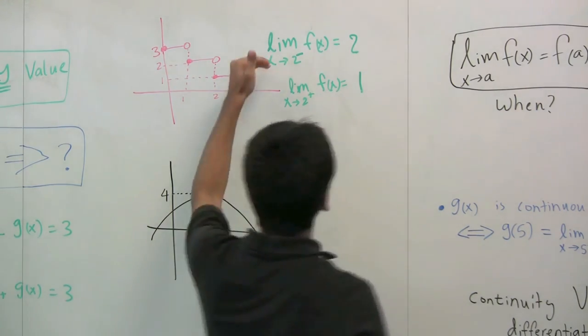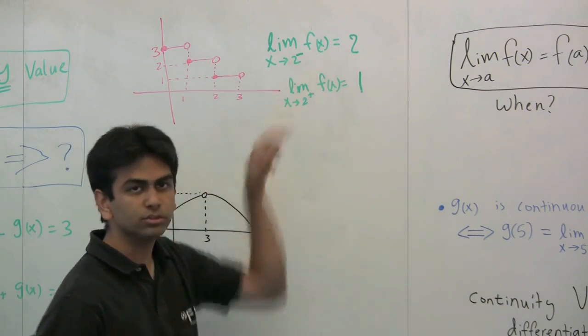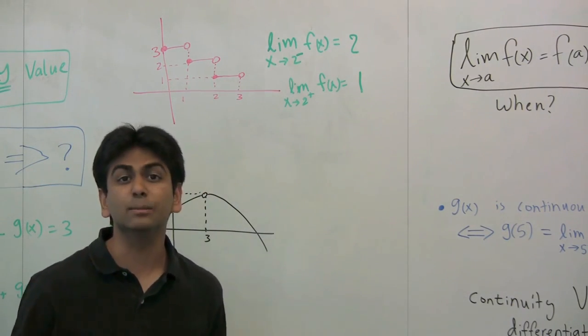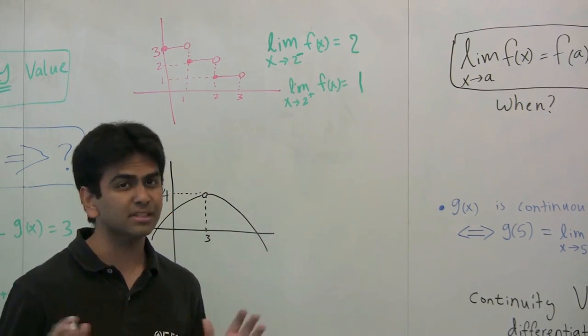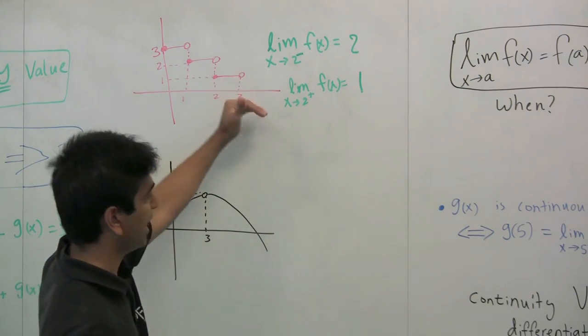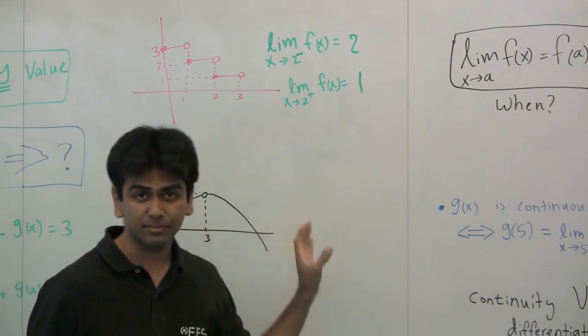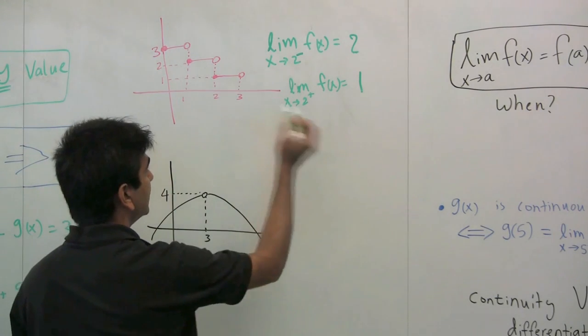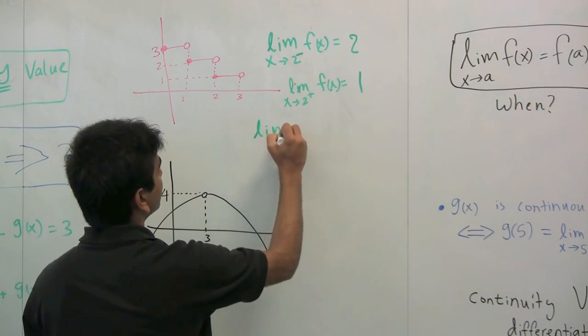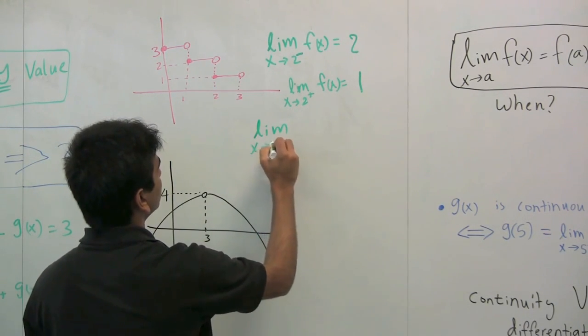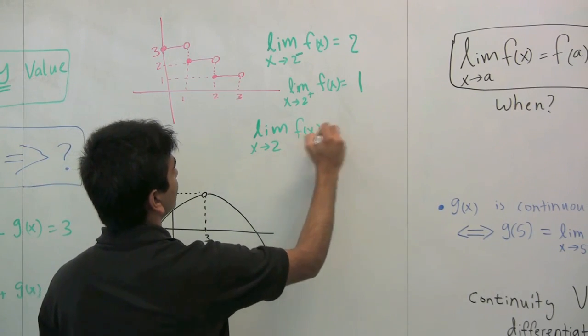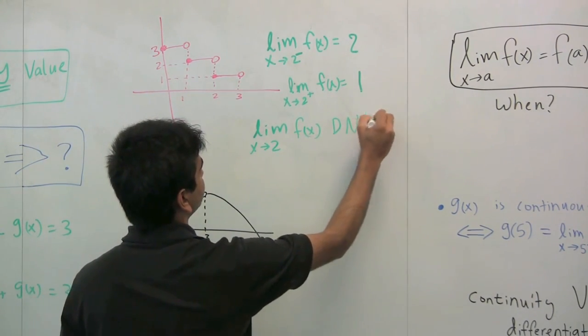Now, since the left and the right-handed limit are not equal to each other, we know that the limit does not exist. So the only time a limit exists is if its left and right-handed limits equal the same number. So here we can conclude that the limit as x approaches 2 of f of x does not exist.